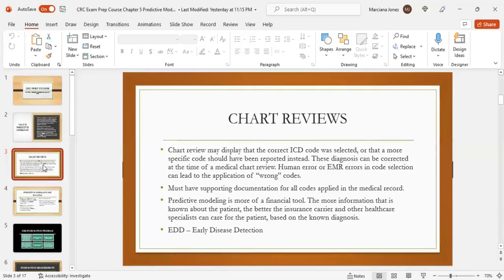EDD, that's early disease detection. That's detecting diseases early. Chart reviews also help you with EDD. You can read through the documentation, and when you're selecting those codes that reflect whatever the clinician documented, you're getting a glimpse of what's going on with the patient. And if it's clearly documented, sometimes you can catch things early.